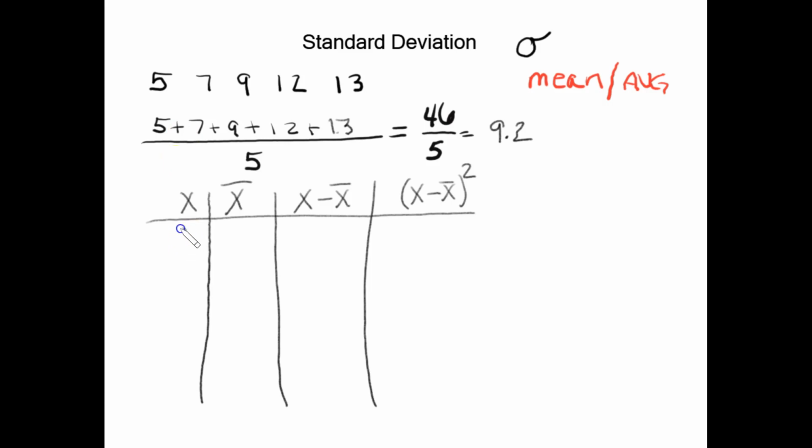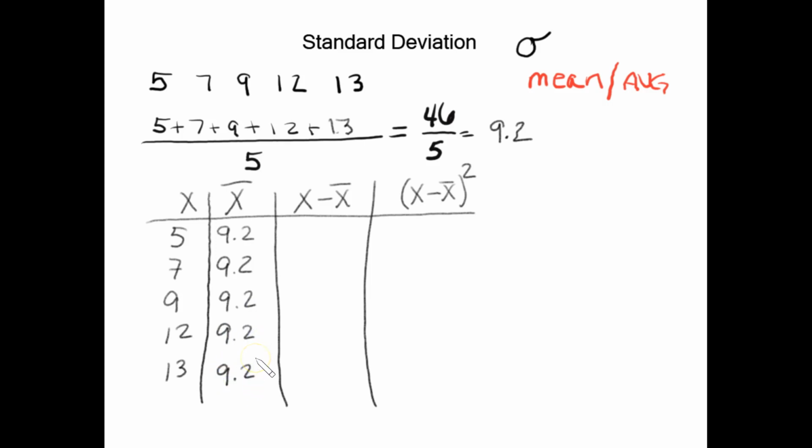So our data terms were 5, 7, 9, 12, and 13. And our mean was 9.2. You can write it every time, or as long as you know it's 9.2, that is fine.